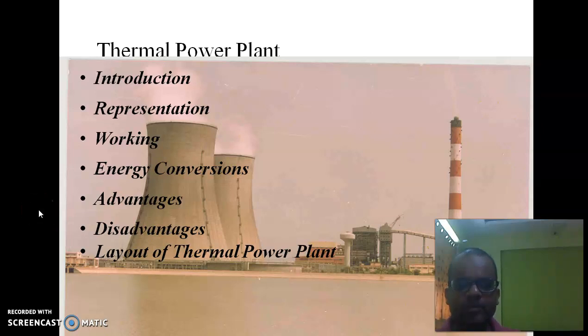Good morning. Today we will see the thermal power plant, and in this we will see the introduction, representation, working, energy conversion process, advantages, disadvantages, and the layout of the thermal power plant.